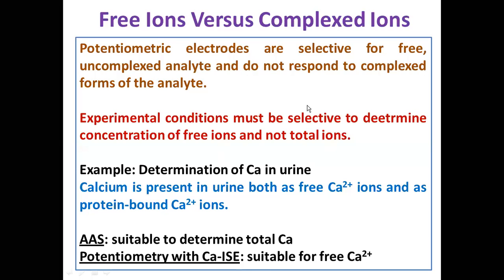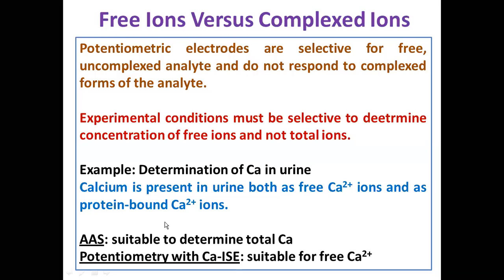Another example, let me give you, of why the potentiometric technique is suitable only for the determination of the concentration of free ions. Let me aim to determine the calcium amount in urine. Urine contains two types of calcium. One is ionic calcium and the other is calcium bound to protein. Ionic calcium is freely available in urine, so that can be easily determined by potentiometry with a calcium ion selective electrode. But protein-bound calcium cannot be.